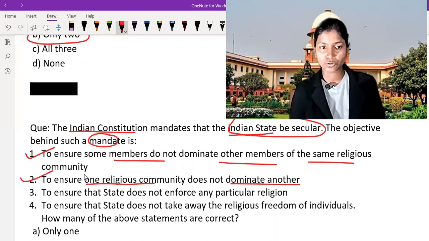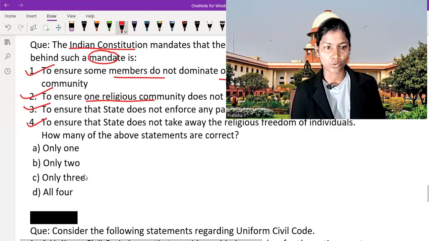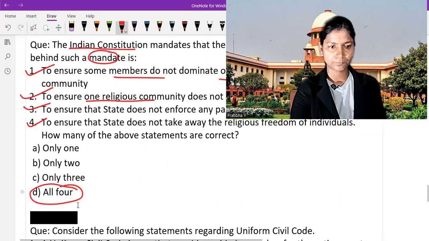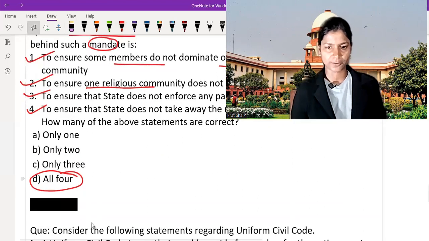Yes. To ensure the state does not take away the religious freedom of individuals. All the four options are correct. That means all 4 pair are correct. All the 4 are the objective of the secular nature of our Indian state. Okay. So option D is correct. Now let's move on to the next question.